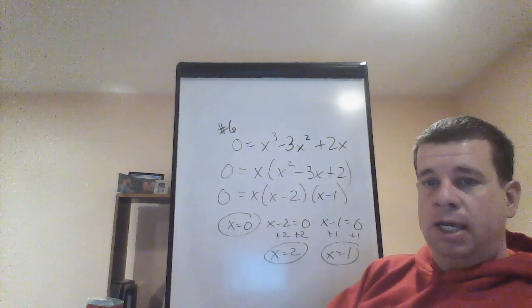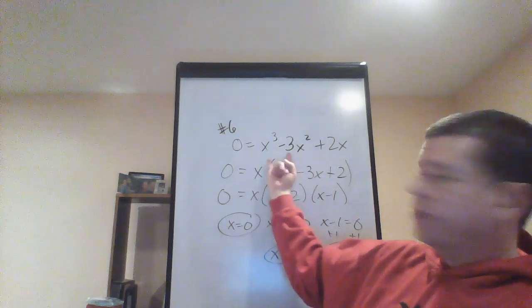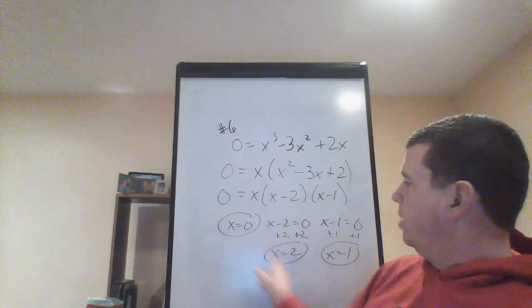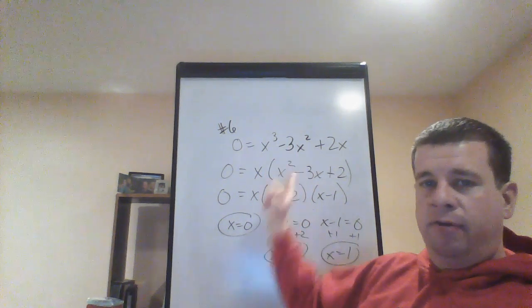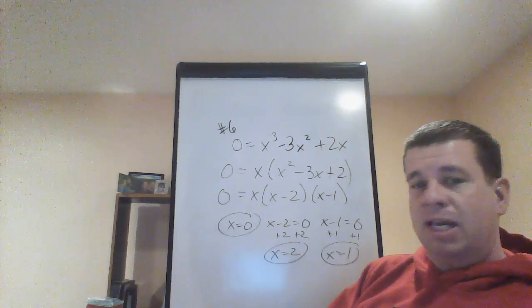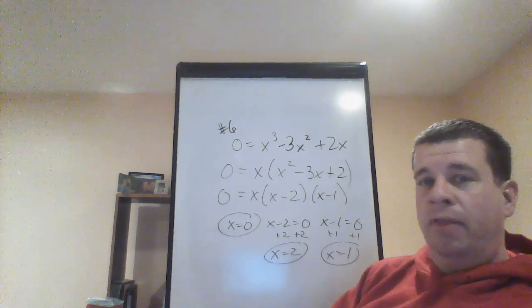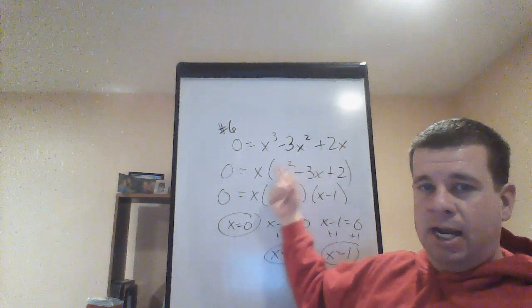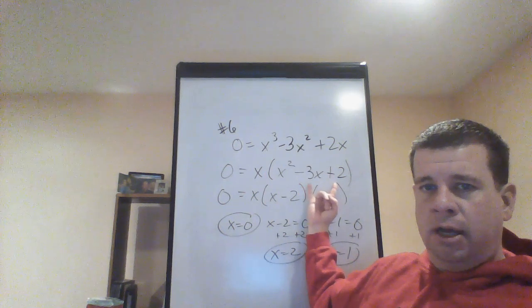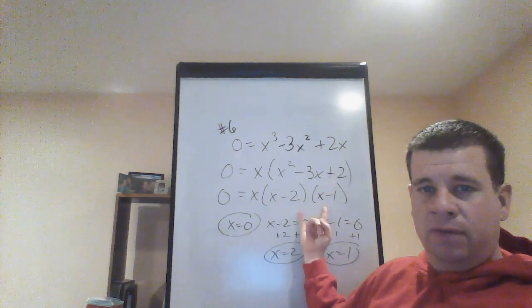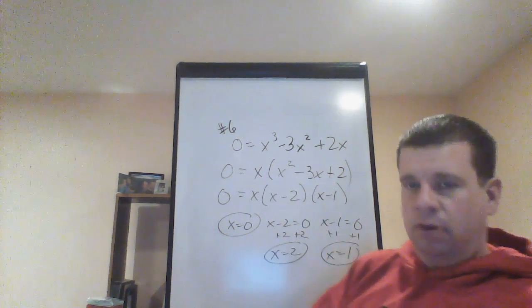Those are my 3 zeros for this polynomial function. Those are the 3 values of x that if I plug them in there, I get an output of 0. All right, and again, I found that by factoring, first by taking out a common factor, and then factoring a trinomial like we've done in the past, and then using that zero product property.